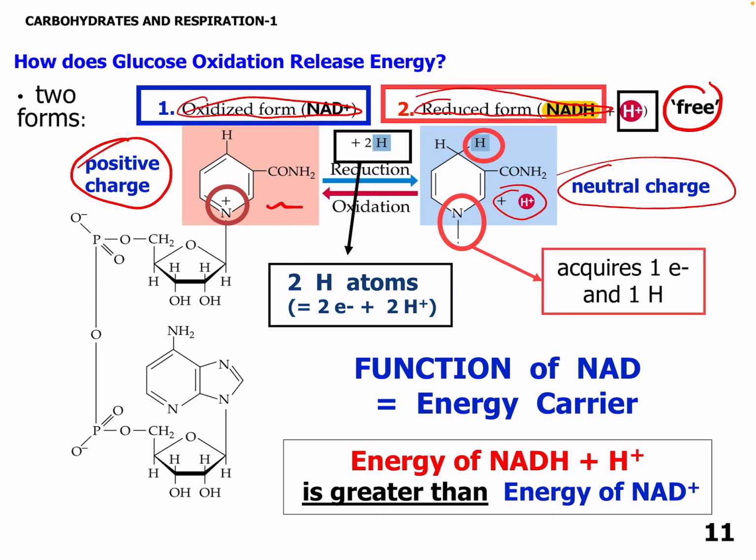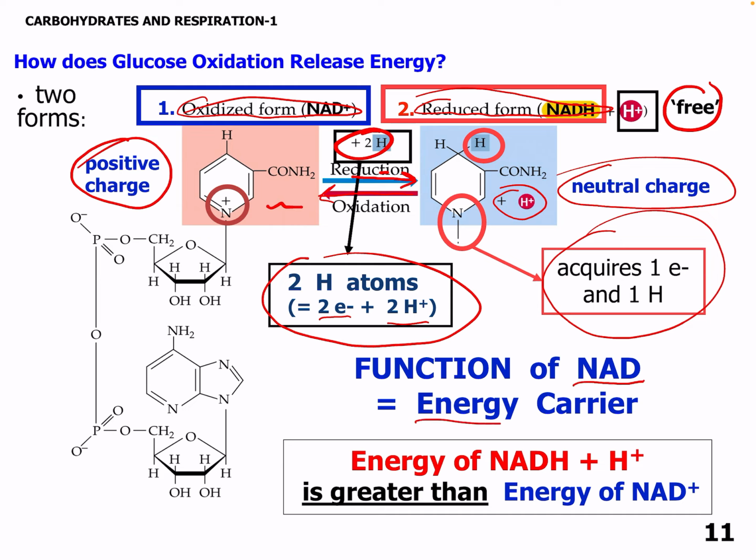So in this redox reaction, we can see that we're having the reduction here and the oxidation here. 2 electrons plus 2 hydrogen ions are being moved. This acquires 1 electron and 1 hydrogen ion, while 1 hydrogen ion is free. So the function of NAD in this scenario is the energy carrier. Essentially, the energy of NADH plus H is greater than the energy of NAD plus.